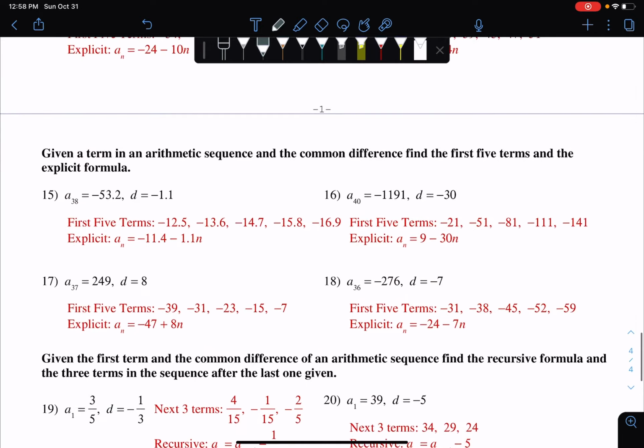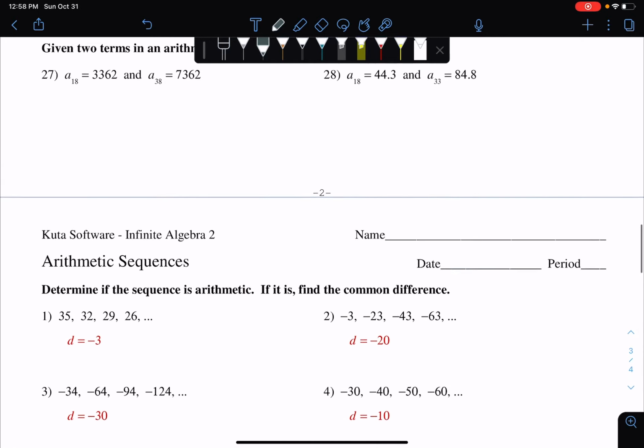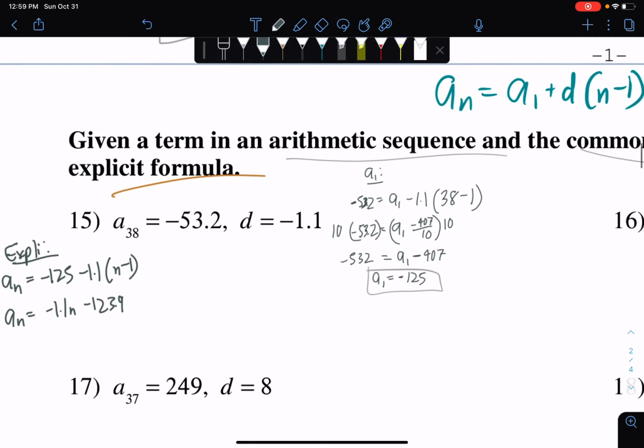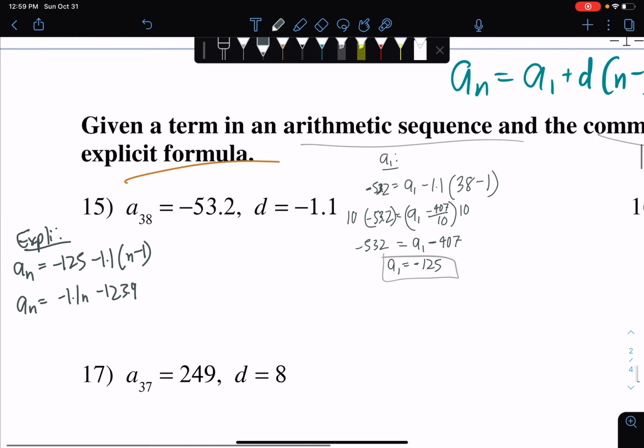So yes, this worksheet is really useful, but according to my answers here, it is said to be wrong. A sub 1 is not negative 125. What seems to be the matter? 38 minus 1, we get 37. Times negative 1.1, it's negative 407 over 10. Multiply both sides with 10. 53.2.